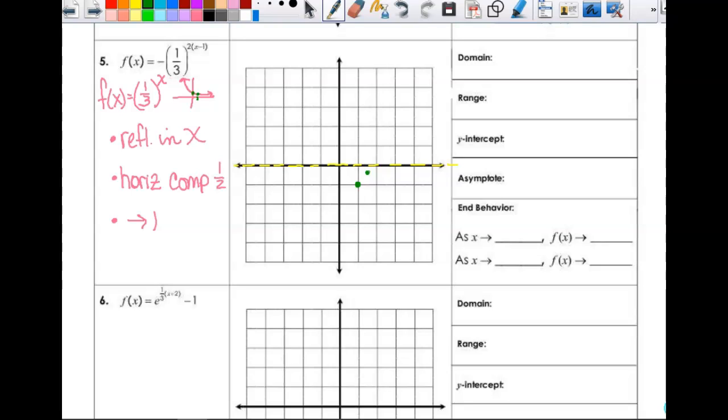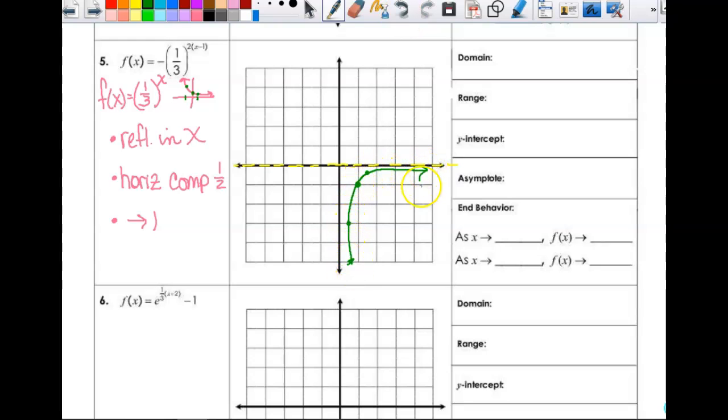Then when x is -1, what is y? 3. Good. So I'm going to go to -1, 3. I'm right here. I reflect in x. Horizontal compression by 1/2. Move to the right 1. I'm right there. Okay. Do we agree with those? Got that? Awesome.